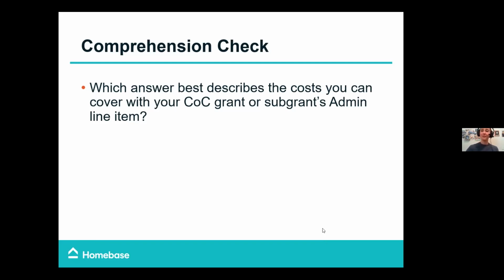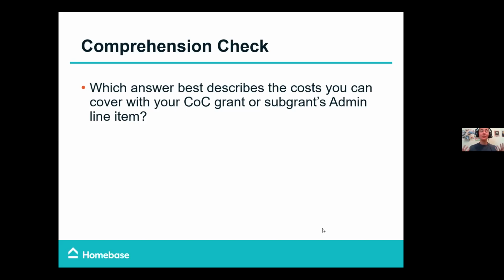So great. I'm so glad that there was some disagreement here so I can talk more because I love talking. The correct answer here is the specific costs that are described in the CoC program interim rule. With your admin line item, you can't necessarily cover all of your agency's overhead costs. You may have some overhead costs that just aren't eligible under the CoC grant, and you'll have to find another way to cover those. Even if they're overhead costs which do benefit that grant, if they're not eligible, you can't cover them with the CoC grant.